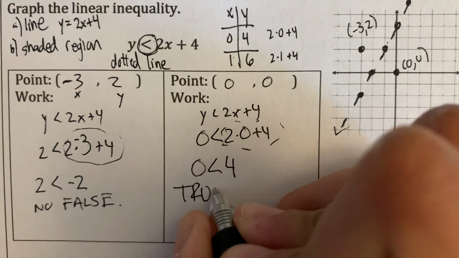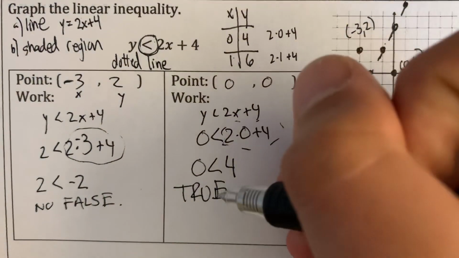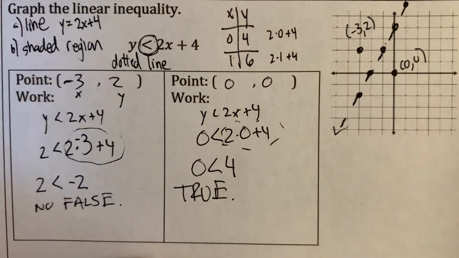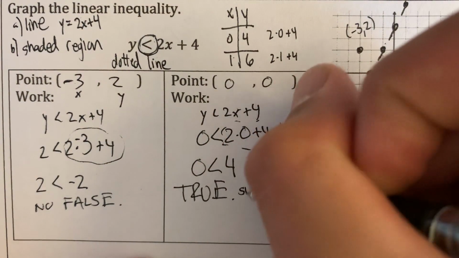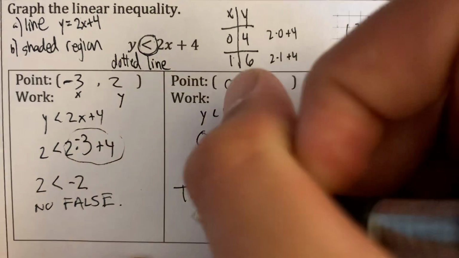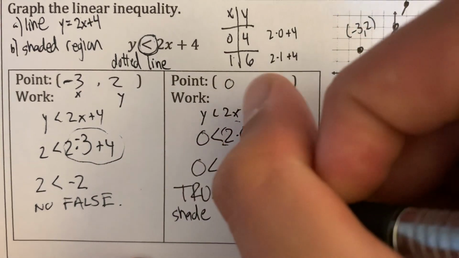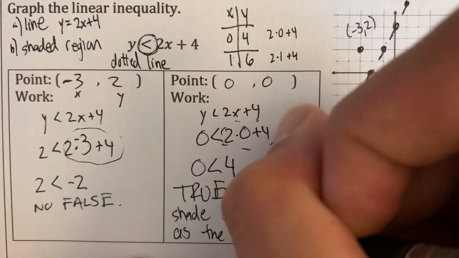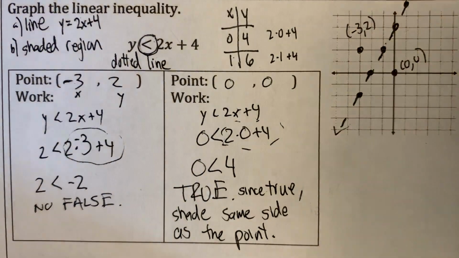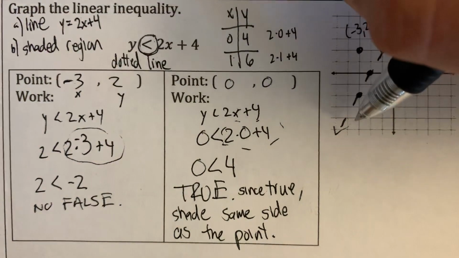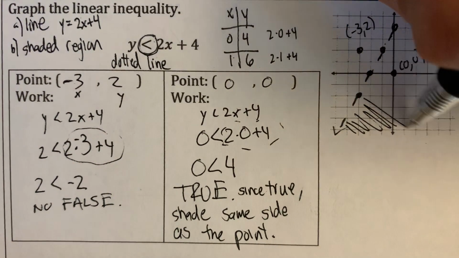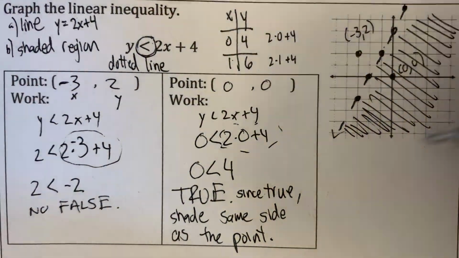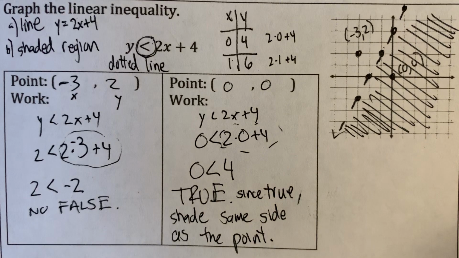This is true. Okay, since this is true, for the (0, 0), we want to shade on the same side as the point. So since this made it true, it's a solution, which means we are going to shade everything where that (0, 0) is, which is everything below this line. So this would be our final answer.